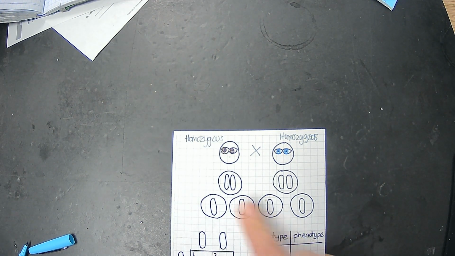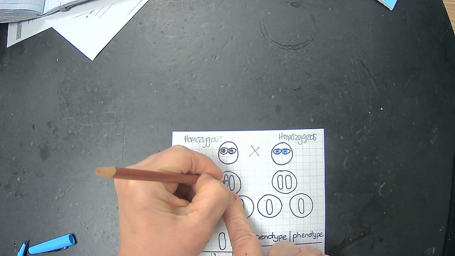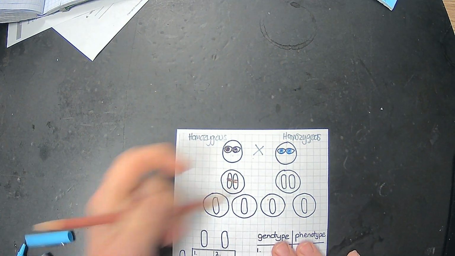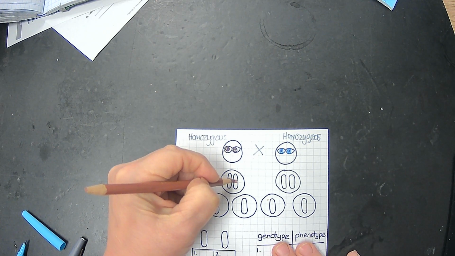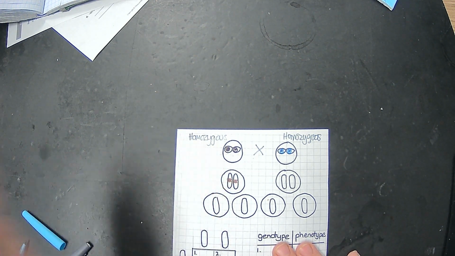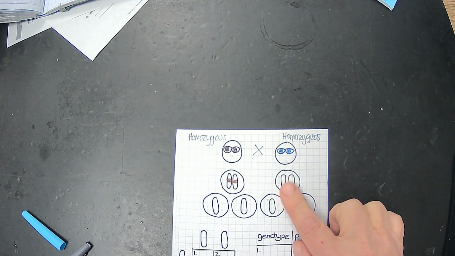And I'm going to show that in their body cells, they would have 2 brown alleles. So this is the one that they inherited from mum. This is the one they inherited from dad. This person is also homozygous, so they inherited 2 blue alleles for eye color, like that.